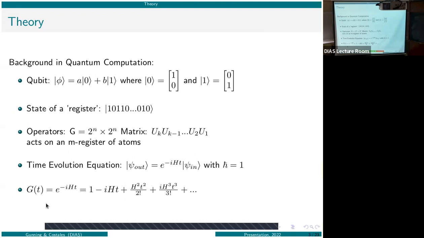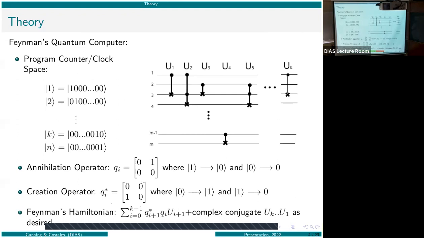Throughout our project, we're going to use a Taylor expansion on this time evolution operator. So instead of having the operator acting on psi in, we'll have the Hamiltonian acting an innumerable amount of times: once, twice, three times, and so forth. Now using all of these elements, we're able to come up with Feynman's quantum computer.